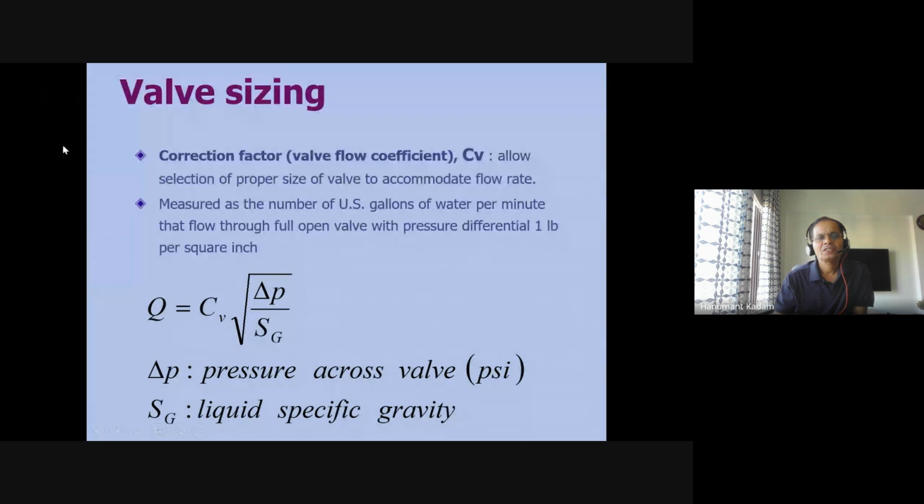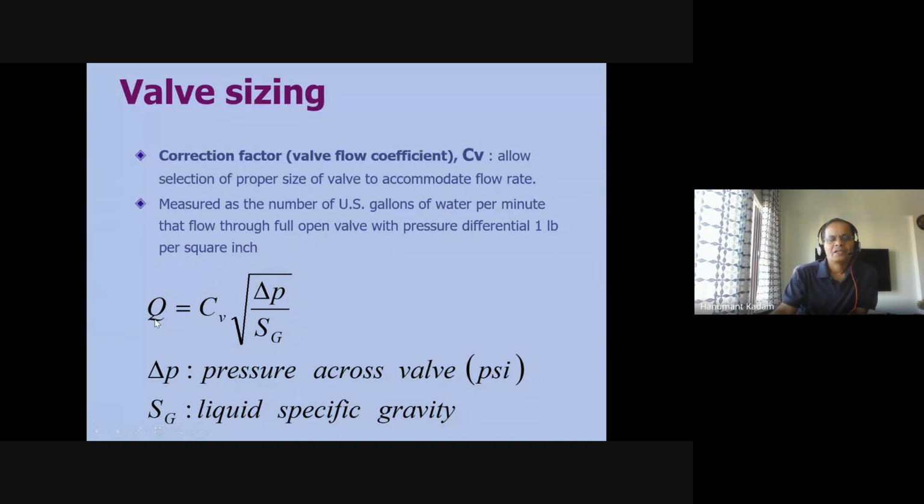So you can see here, what is CV? CV is measured as the number of US gallons of water per minute flowing through the fully open valve with a pressure drop of 1 pound per square inch. It means when the valve is fully open, you are measuring the water flow inside the valve when the pressure differential is 1 pound.